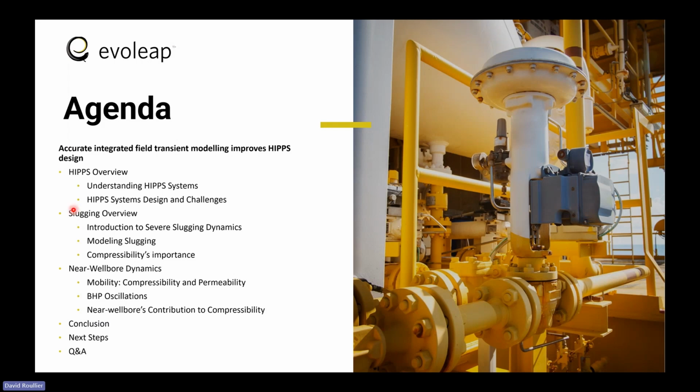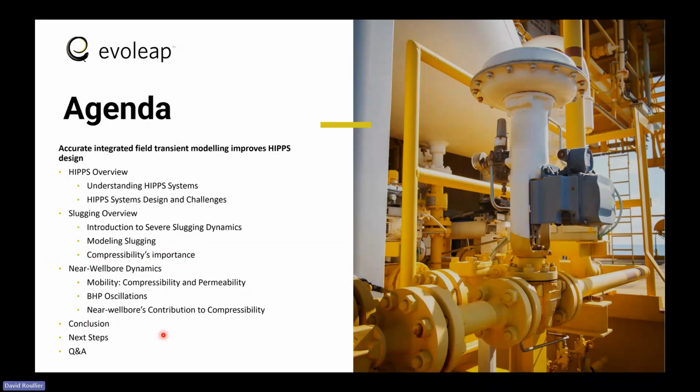So we'll start with a HIPPS overview, understanding what a HIPPS is and why we will need a HIPPS in certain conditions, and what are the design challenges for accurately and efficiently choosing your high integrity pressure protection system. Then we'll look at slugging, and noticeably we're going to focus on severe slugging. We're going to discuss modeling of slugging and why we really require the compressibility to get accurate slugging behavior, and that's the overall system compressibility.